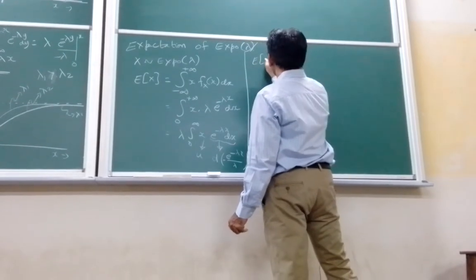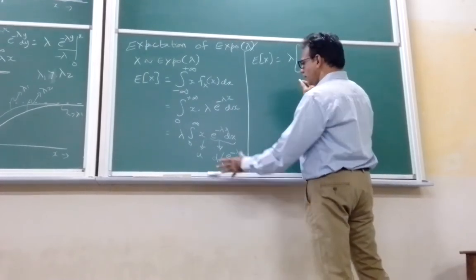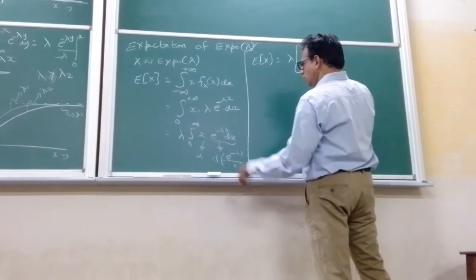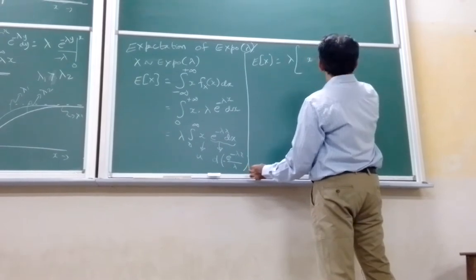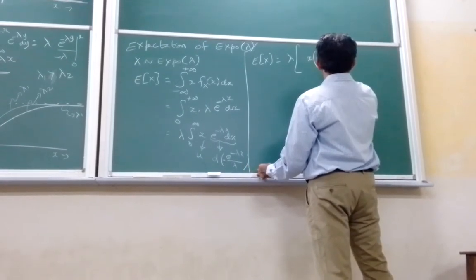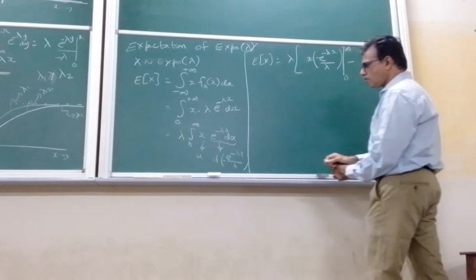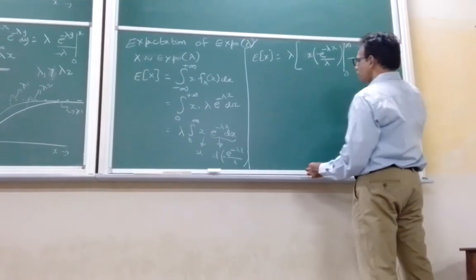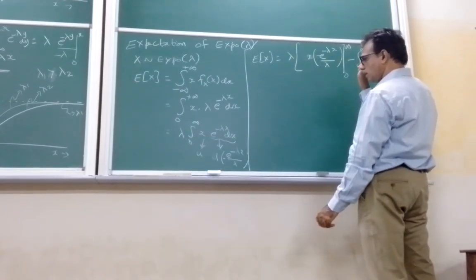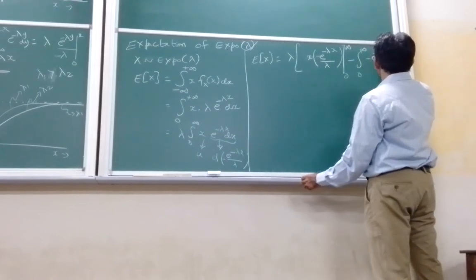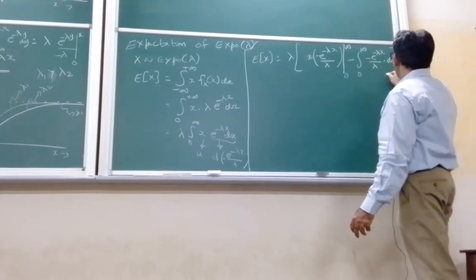So lambda into, the usual one, u times v: u is x into e power minus lambda x with a minus sign here, by lambda, between 0 to infinity, minus the integral from 0 to infinity of v into du, minus e power minus lambda x by lambda into dx. That's all we get.